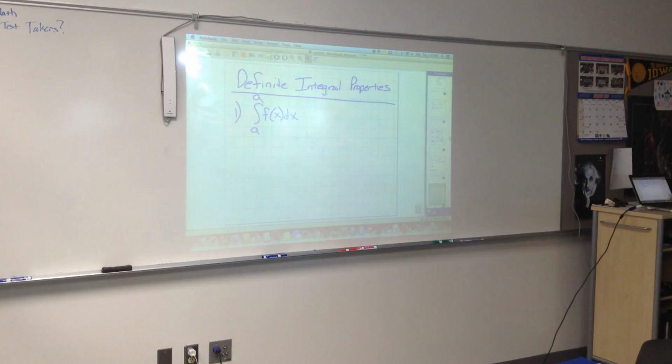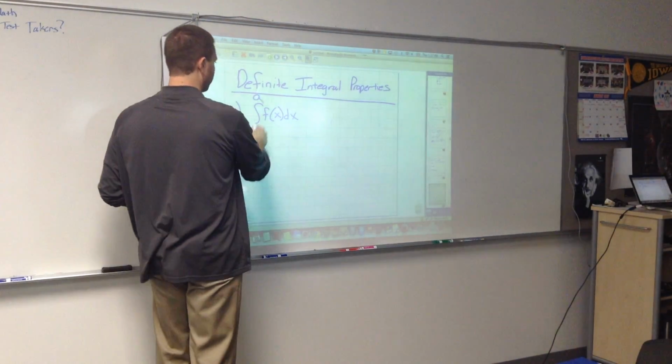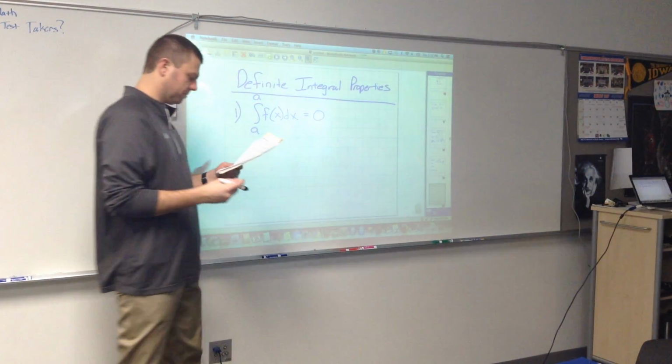What do you think that is? The area under the curve from A to A. Zero. It would have no base width. If you ever see the same number here as you do here, you know that the area will be 0.